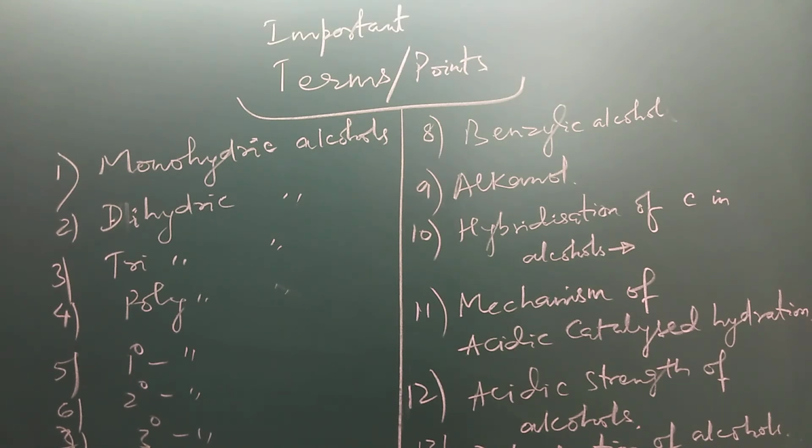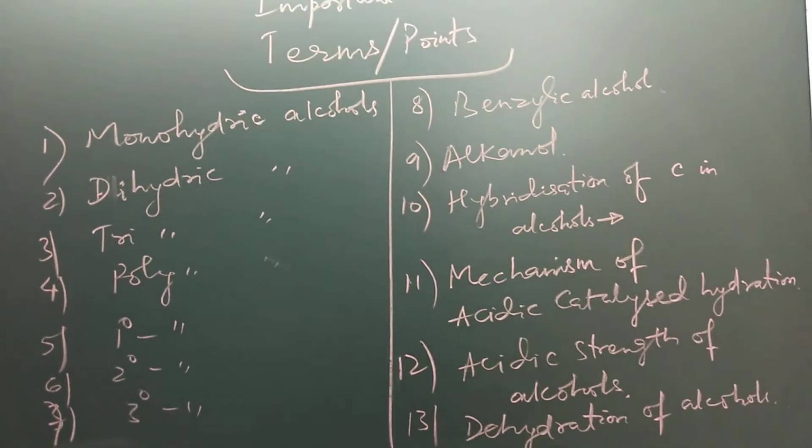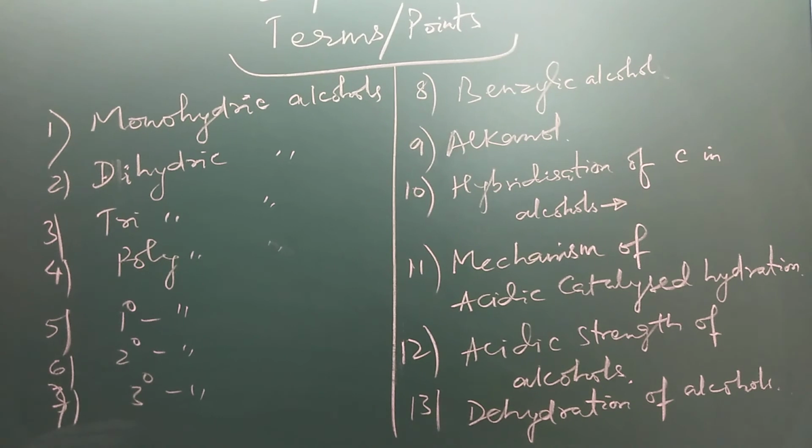Alkanol, the IUPAC name of alcohol, is called alkanol. It is derived from alkane by the removal of e and addition of ol. So the suffix of alcohol is ol. The prefix is hydroxy. Now hybridization of a carbon in alcohol. In saturated aliphatic alcohol, the hybridization of carbon is sp3. The bond angle is approximately 108.9 degrees, which is less than the tetrahedral angle of 109.5 degrees.